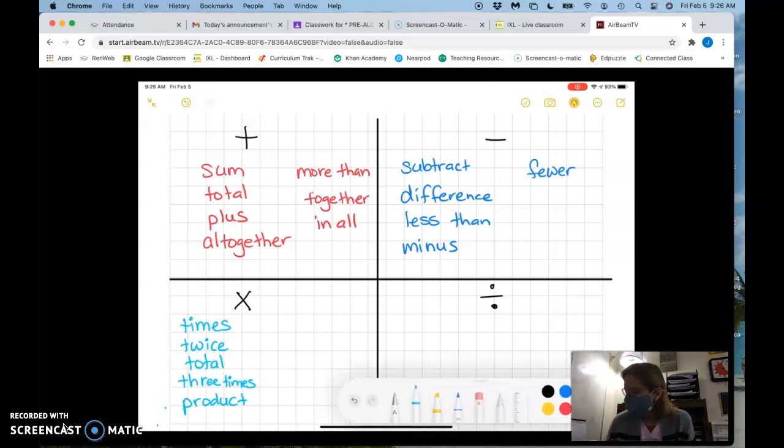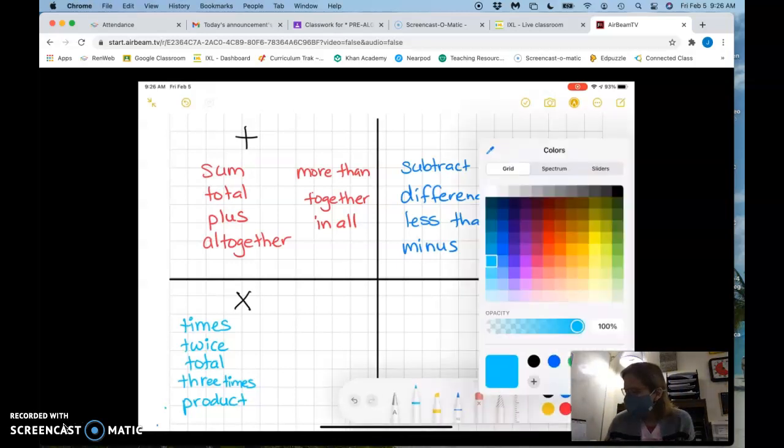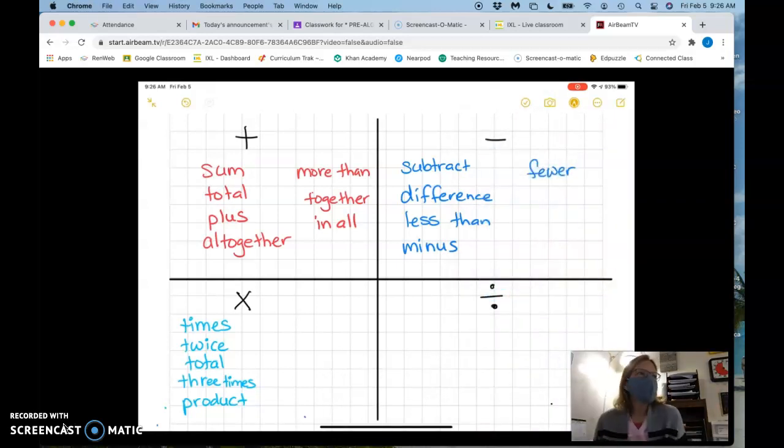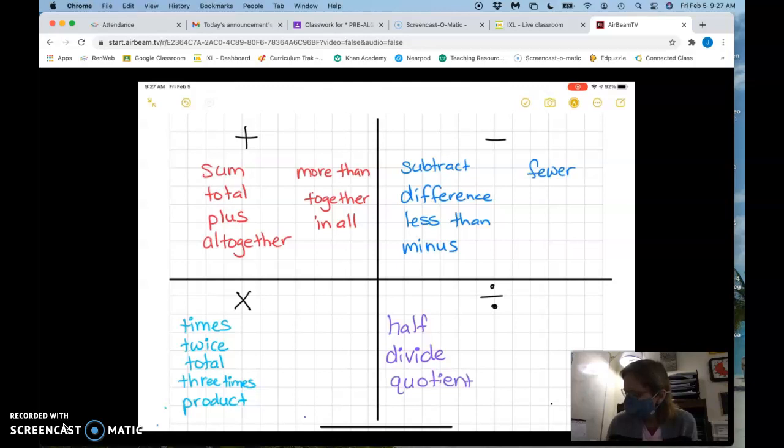And then the last section is on division. So what words will you see for division? Good. Half. Divide. What's the real fancy word for division that means the answer to a division problem? Quotient. Yes, good. You might see half, you might see divide, you might see quotient. Okay, awesome. So copy this down.